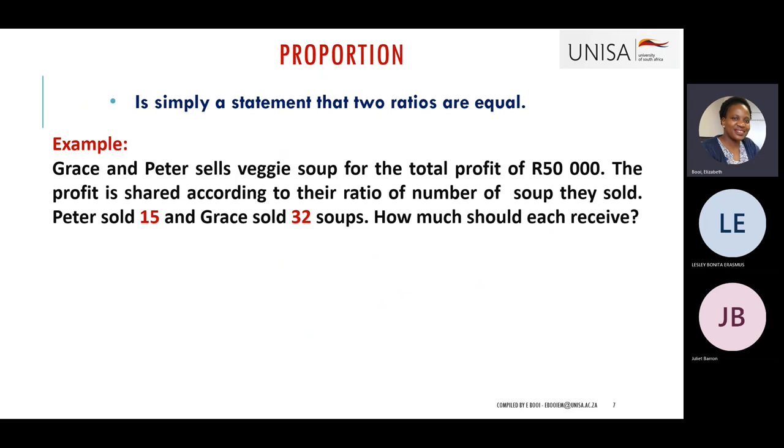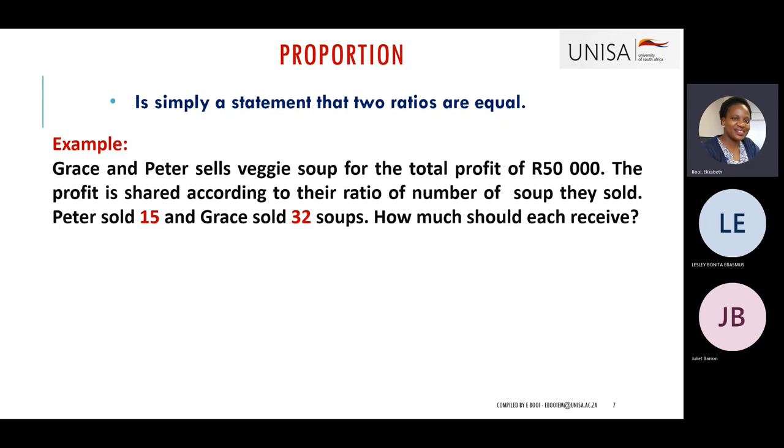If we have Peter and Grace selling veggie soup for a total profit of 50,000 for their shop, they need to share the profit according to the ratio of the number of soups they've sold. Peter sold only 15 and Grace sold 32 soups. How much should each receive? In order for us to pay them according to the amount of work that they put in, we need to split the profit against the ratio of the number of products that they have sold.